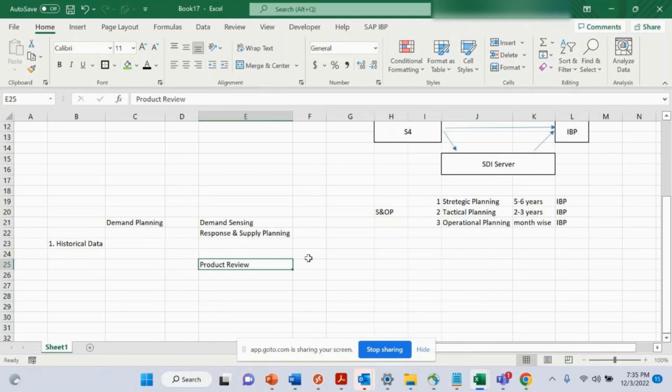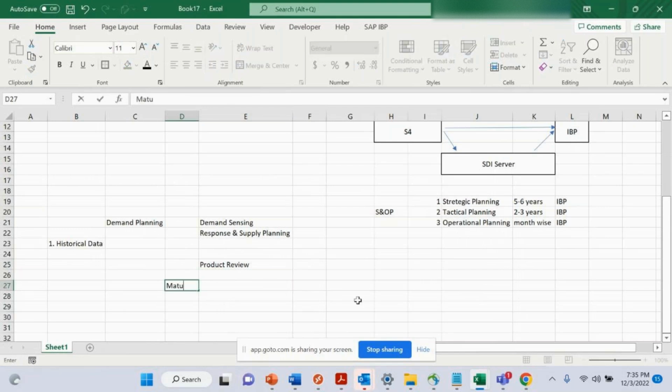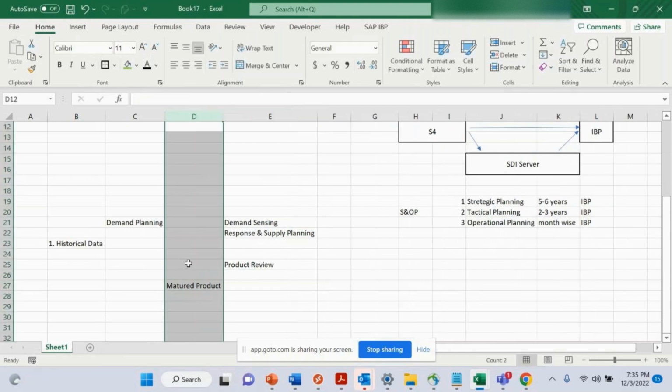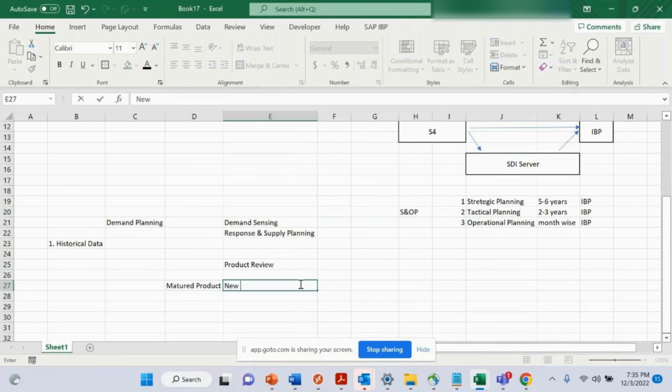In the product review phase, there are basically two types of products. One is the matured product. What do I mean by this term? A matured product is one which already has matured sales in the present market for the last 3 years, 4 years, or more. The second is new products, which our business recently introduced or is going to introduce in the coming months or years.